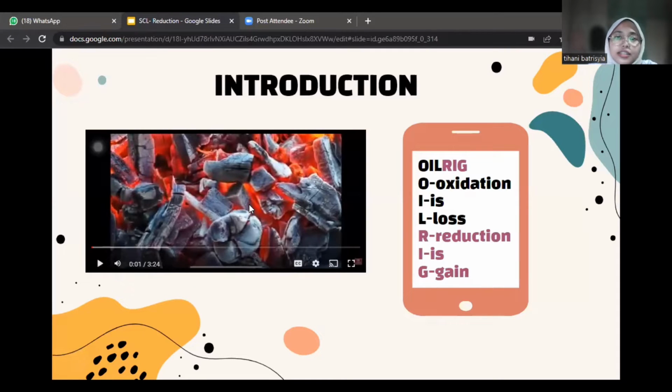So what is a reduction reaction? Reduction is the transfer of electrons between species in a chemical reaction, where there is a process of gaining electrons or a decrease in the oxidation state of an element. In a simple way, we can use the acronym OIL RIG, where OIL is oxidation is loss and RIG is reduction is gain, of course the loss and gain of electrons.